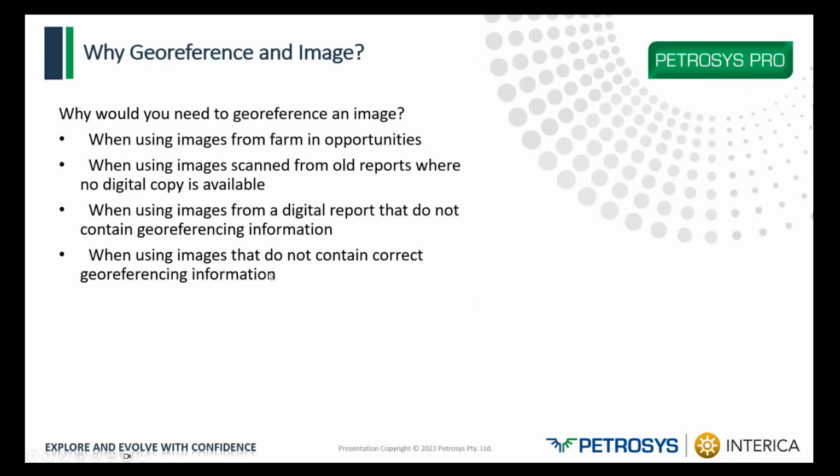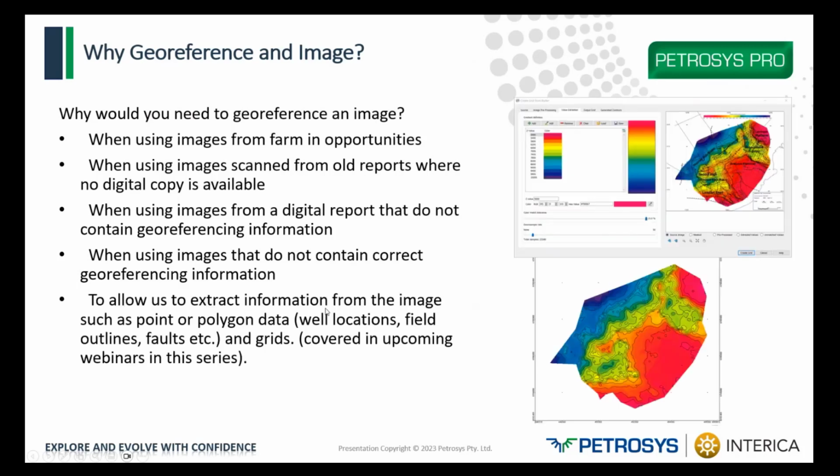Or if we get an image that's sent to us, but we look at it and display it on the map and we realise that the georeferencing information is wrong, we can turn that off, just display the image itself, and then re-georeference that image. It also allows us to extract information from those raster images, such as point, line, or polygon information, such as well locations, field outlines, field pipelines, faults, and things like that. And we can also extract the grid from that raster image as well.